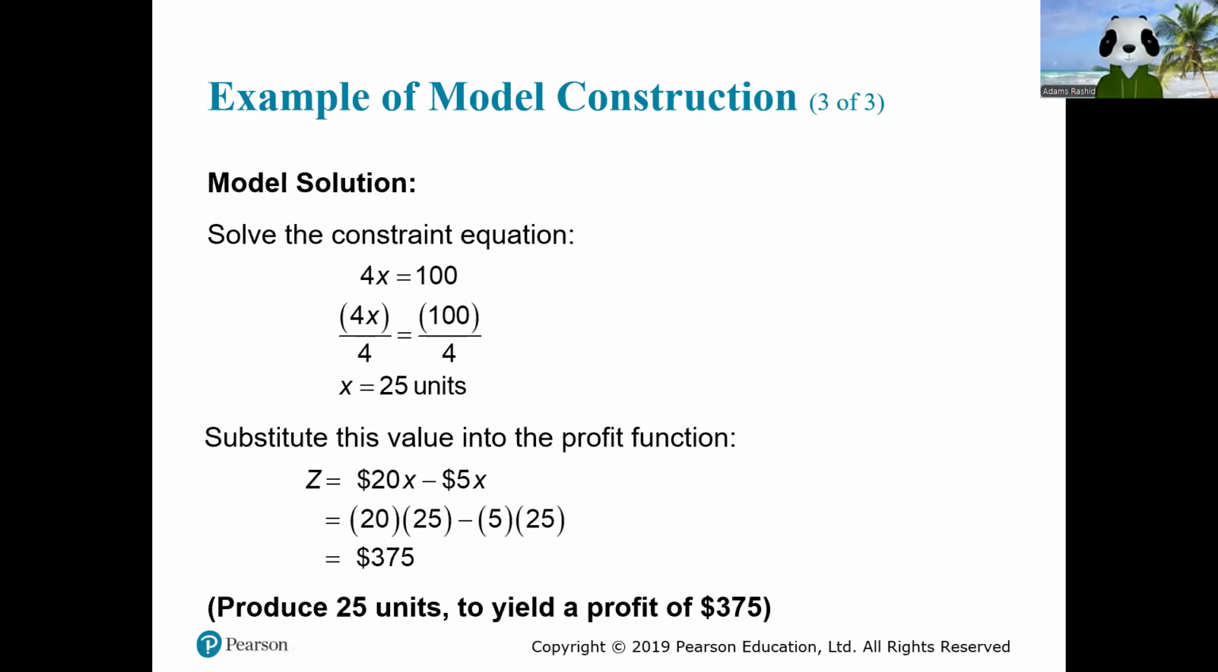So what you need to do is now to advise on the implementation. So the implementation is that the entrepreneur should produce 25 units of the product, and the profit they will make is 375.